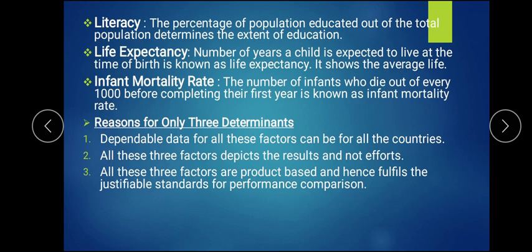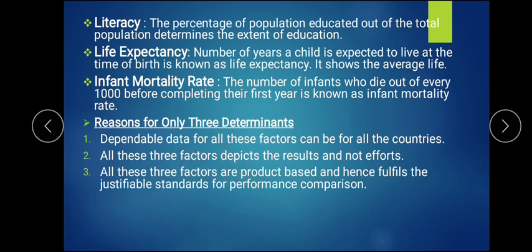So what is literacy? Literacy means what percentage of people are educated in our country, or in our economy. Life expectancy means how long on average a person is going to live when he is born in this particular country. Infant mortality rate means, out of 1000 babies born, how many die before attaining one year. So these three together become the PQLI measurement.